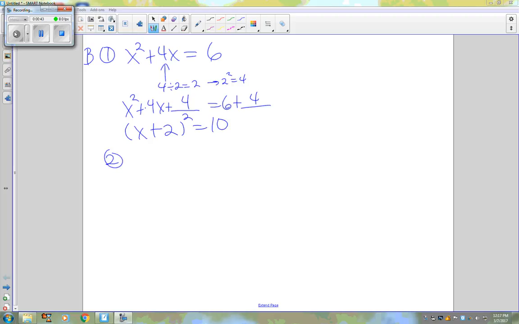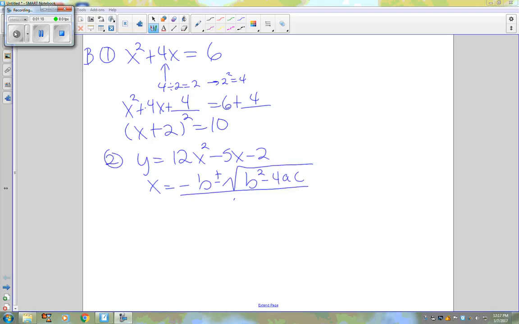Number 2, you're asked to find the x-intercepts. X-intercepts are the same as your solutions, your zeros, or your roots. So you can factor that, you can complete the square, or you can use the quadratic formula. Okay, I'm going to use the quadratic formula. So x is equal to the opposite of b plus or minus the square root of b squared minus 4ac over 2a, which will be given to you on your test.